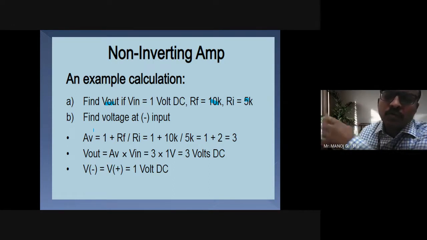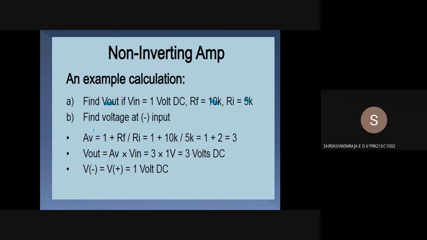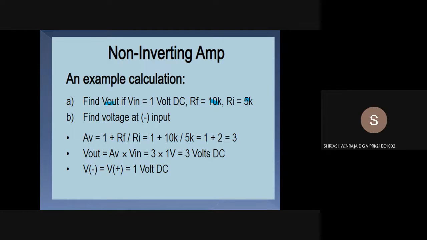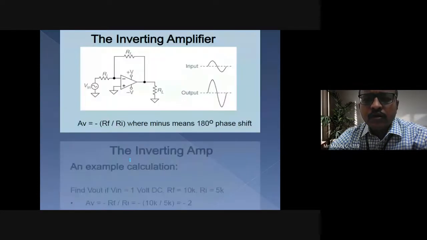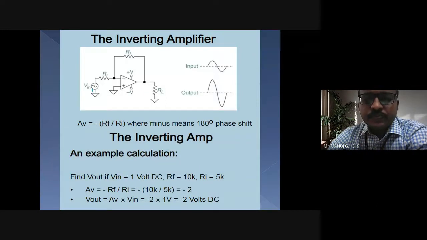Now what about the output voltage? Minus 2 volt. Yes or no? Yes, minus 2 volt. Good. So that is the output of an inverting amplifier. Okay, is that clear?